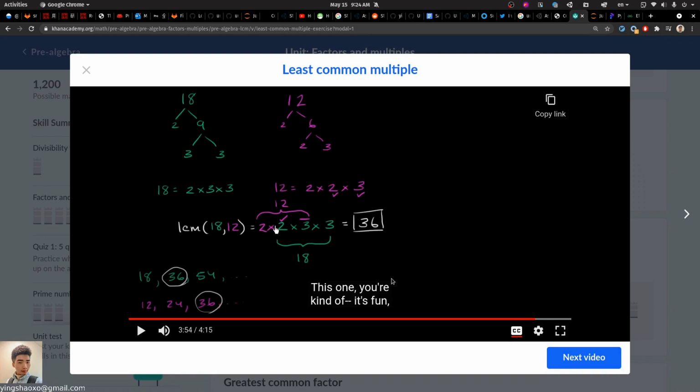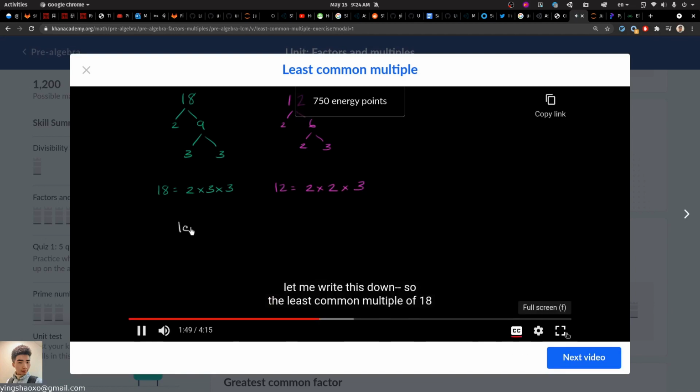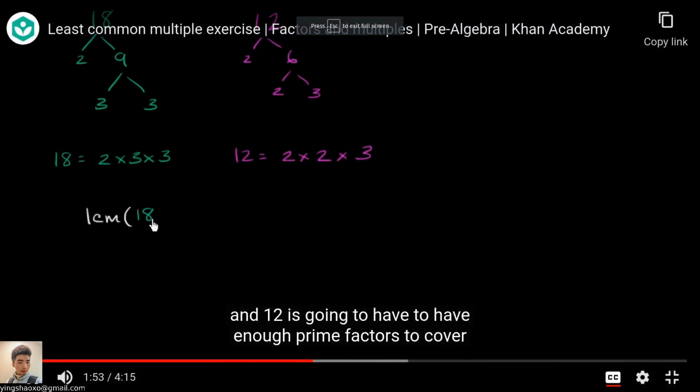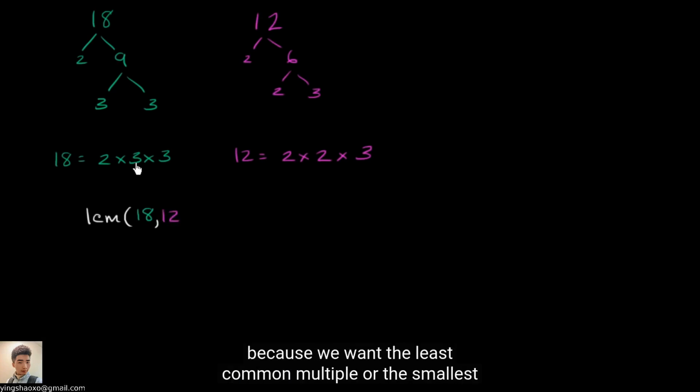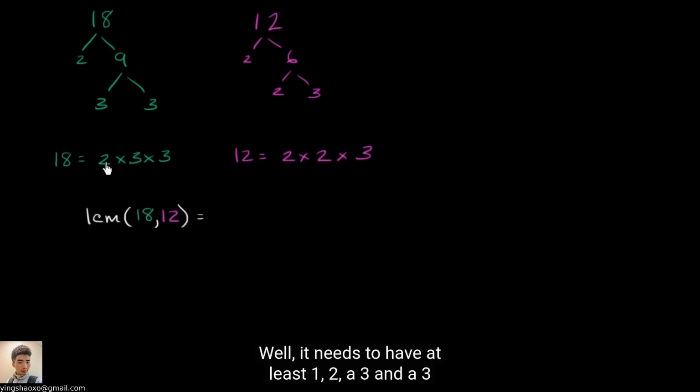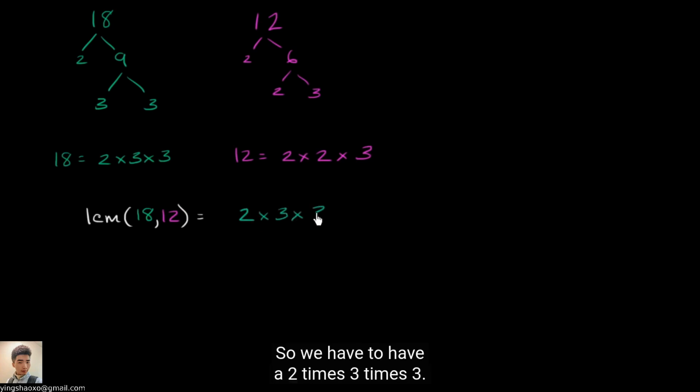I kind of forgot the process of the least common multiple, so I'm gonna recover it here. The least common multiple of 18 and 12 is going to have enough prime factors to cover both numbers and no more, because we want the least, the smallest. It needs to have at least a 2, a 3, and a 3 in order to be divisible by 18. 2 times 3 times 3. If you multiply this out, you have 18.